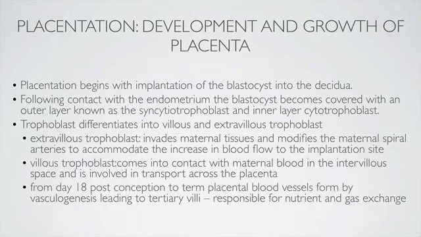The trophoblast then differentiates into 2 different layers, the villus and the extravillus. The extravillus layer is important to invade into the maternal tissues. The villus layer becomes in contact with the maternal blood and is involved in transport across the placenta. From 18 days after conception, placental blood vessels form by vasculogenesis, and this is essential and responsible for the nutrient and gas exchange.